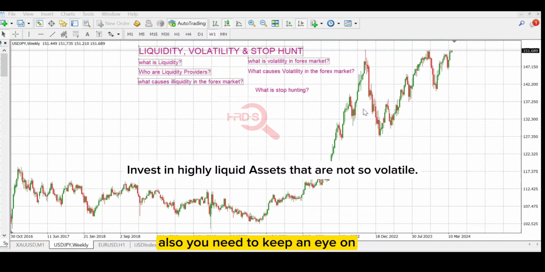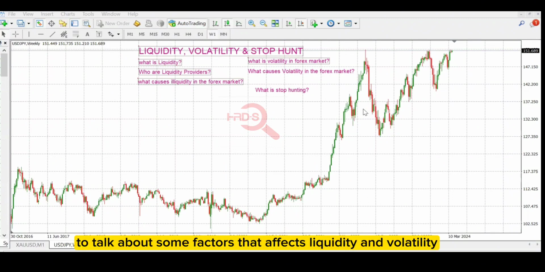Also, you need to keep an eye on the factors that affect liquidity and volatility. I'm going to talk about some factors that affect liquidity and volatility. Now, let's start with liquidity.